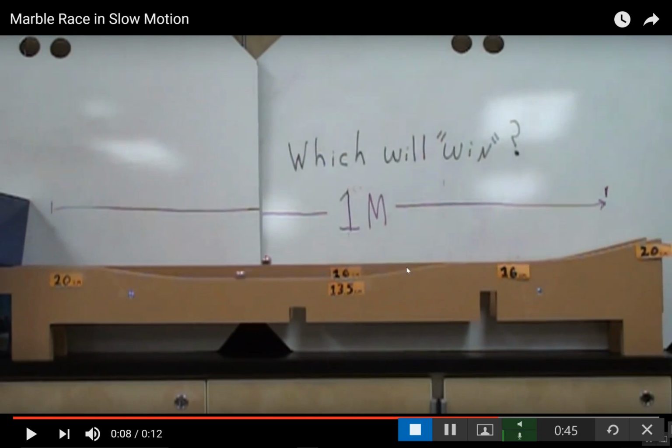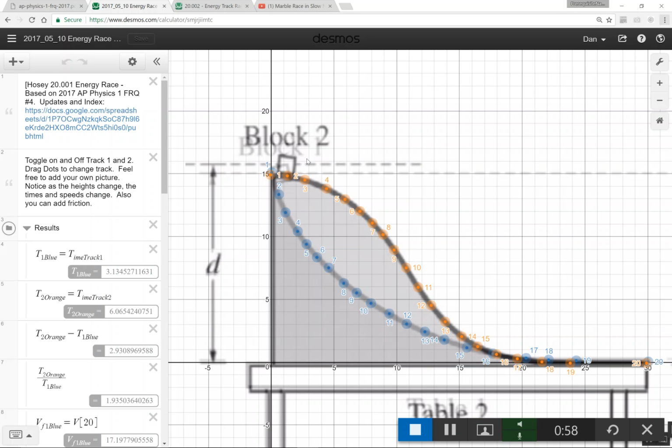The reason being, everywhere that the lower track is lower, it has less potential, which means it has more kinetic, which means it's going faster. Yes, it does slow down as it goes uphill, but it slows down to the same velocity that the top ball already had. Energy gives us the answer of who wins, but it doesn't necessarily tell us exactly how much time it's going to take to get to the end.